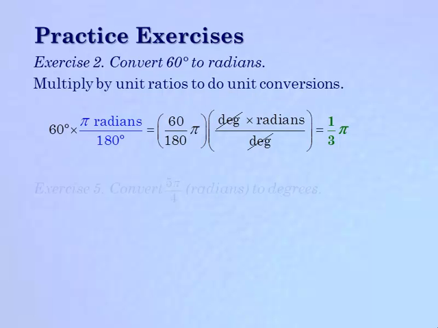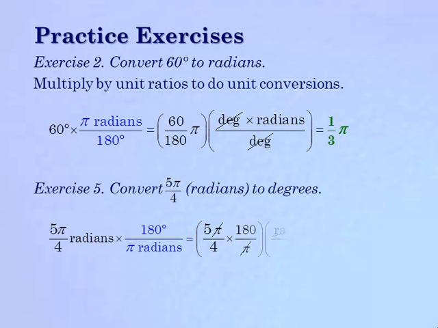Now we're asked in exercise 5 to convert 5 pi over 4 radians to degrees. So again, we'll multiply by the correct unit ratio. We'll notice that it's a different unit ratio than the one up here because we want the radians to cancel this time. So again, we group the numbers. The pi's cancel here and the radians cancel. And we're left with the number of degrees, which is 225 degrees.